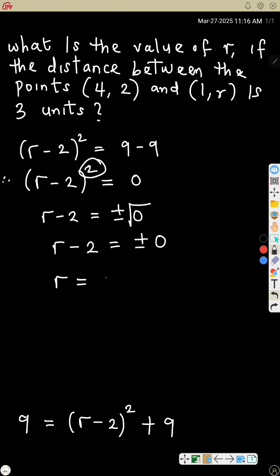So r is equal to 2 plus or minus 0. This is minus, and if we come here, it becomes plus. So 2 plus or minus 0 is still r equals 2. So plus or minus 0 means r equals 2 plus 0, or r equals 2 minus 0. So r equals 2 or r equals 2, which is still 2. So like that, that is the answer here.